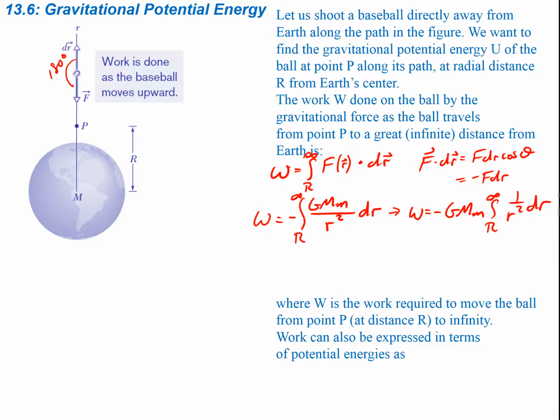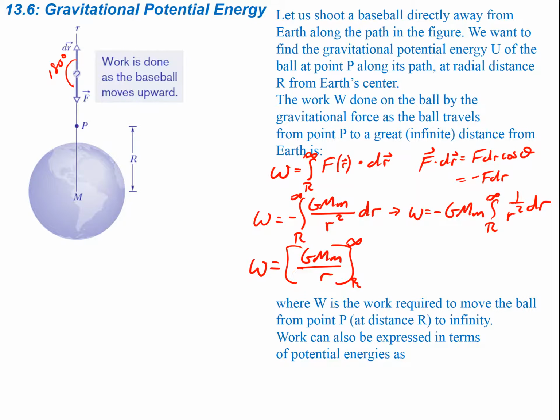All right, so we're going to do the integral of this. Keep in mind there's a negative sign out front here, so when you do the integral, you get 1 over r, and then you pull out a negative 1, so that negative sign is going to go away. So you end up with the work being equal to GMm divided by r, and that is across the boundaries from r to infinity.